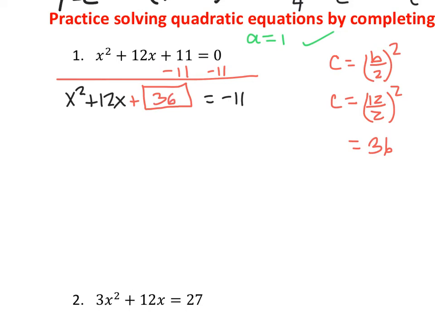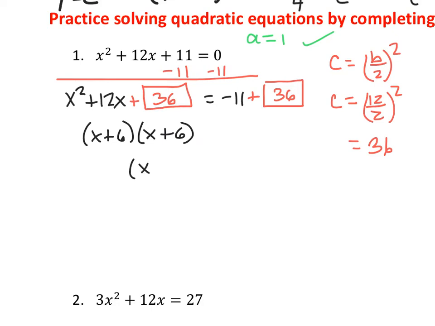If we add 36 to the left side of the equal sign, we have to add the 36 to the right side of the equal sign in order to maintain equality. So whatever we do on one side of the equal sign, you've got to do exactly the same thing on the other side. And so what we end up with here on the left is a perfect square. We have x plus 6 times x plus 6. We can write that as x plus 6 squared.